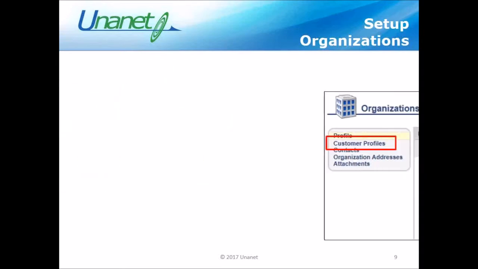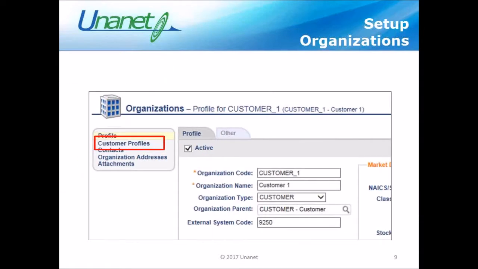The most important piece of information for transactions is the customer profile for customers and the vendor profile for vendors. Without the customer or vendor profile, you're not going to be able to process transactions, even if the organization exists and you have an org type of customer. You see there on your screen, we have an organization type. If you don't have the profile, you won't be able to do your transactions. It's the critical piece of setup.